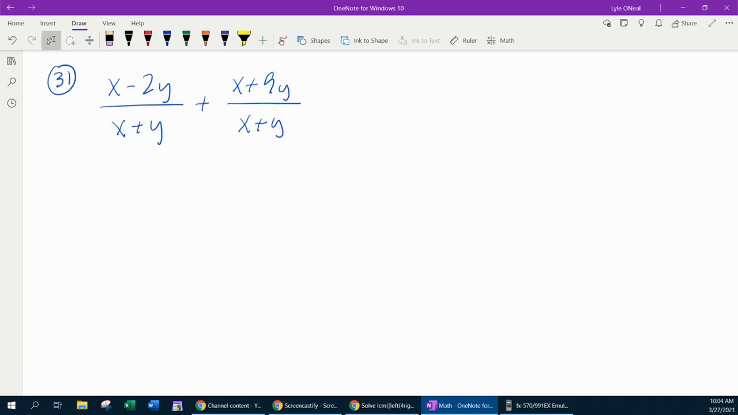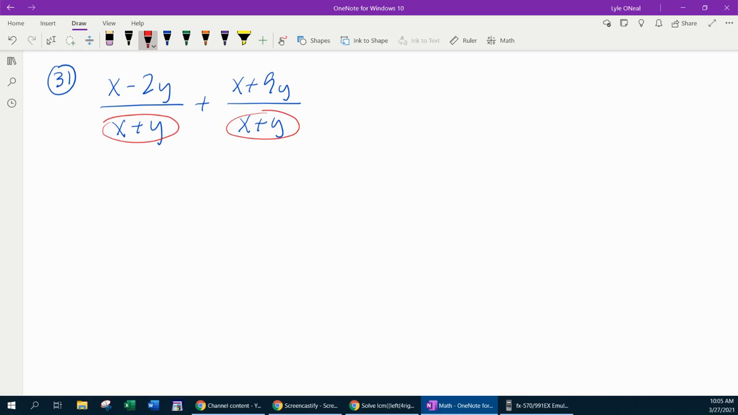Now, for number 31, we're going to put what we've learned into practice. To add or subtract fractions, you have to have a common denominator. The least common denominator would be preferable. So we're going to be finding the LCD so that we can add or subtract fractions. Number 31 is probably the easiest one we'll do in this lesson because they already have a common denominator.